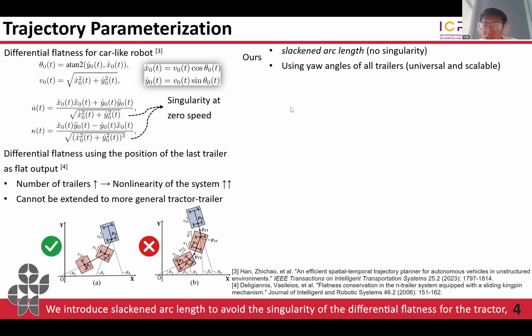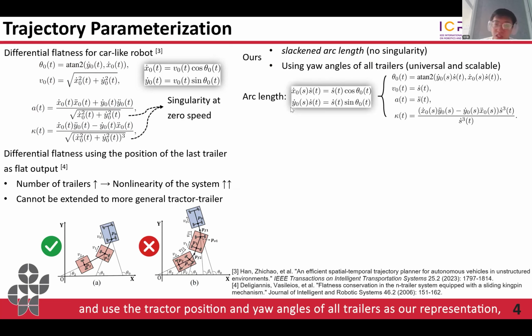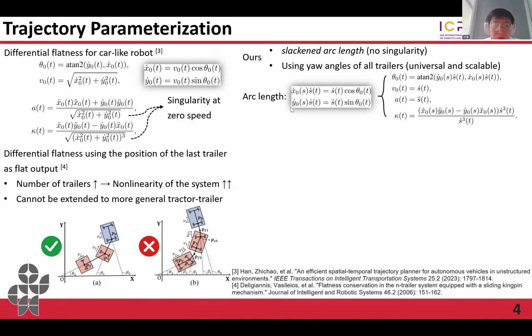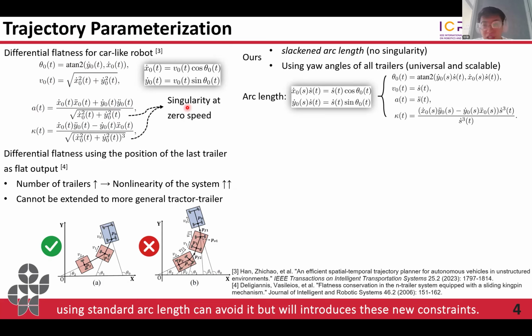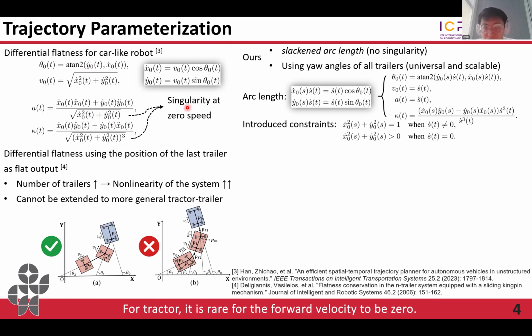We introduce a second argument to avoid the singularity of the differential flatness for the trailer, and use the trailer position and yaw angles of all trailers as our representation, making it universal and scalable to arbitrary trailer configurations. And we can see that at zero speed, the differential flatness will cause a zero denominator. Using standard arguments can avoid it, but introduces these three new constraints. For a tractor, it's natural for the forward velocity to be zero.